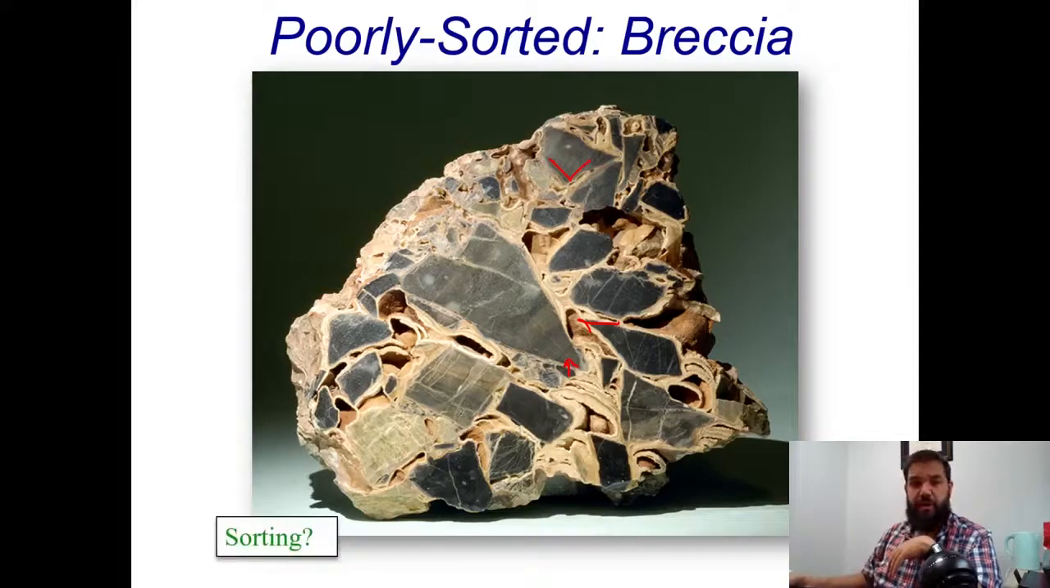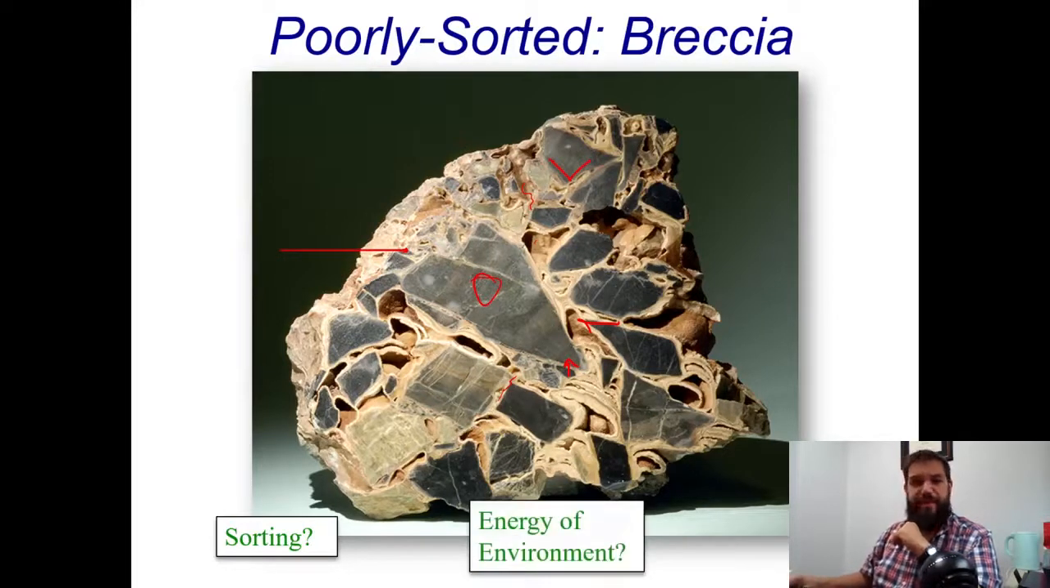So what do you think of the sorting here? Well sorted or poorly sorted? I hope you're saying poorly sorted, right? Because you have big grains, you have little ones, and you have a lot of stuff in between, like clay or silt between the big gravel clasts. What do you think about the energy environment? What would you say the energy of this was? Probably pretty high, right? Because you have big clast sizes in there.